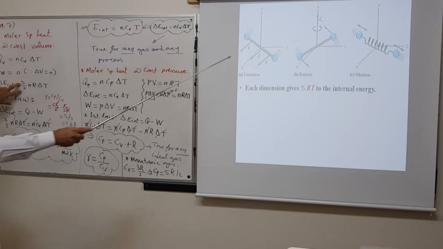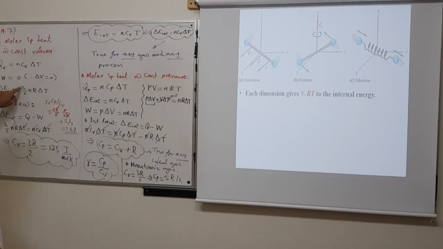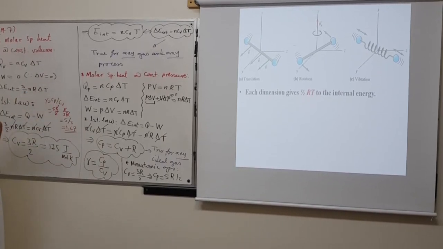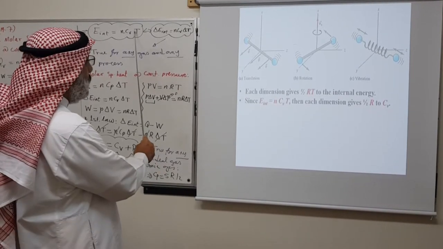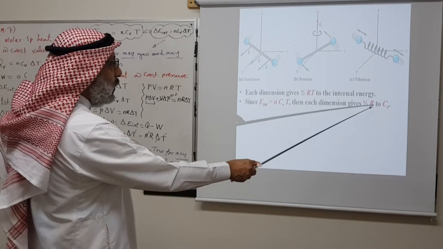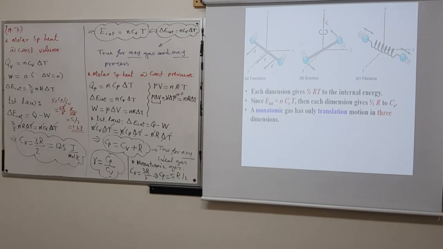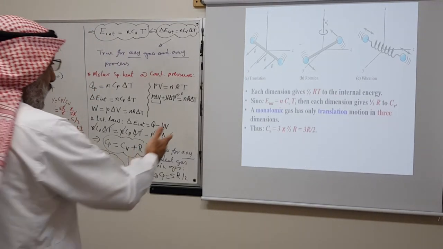A molecule, when it translates, will translate in three dimensions. So three dimensions times 1/2 RT will give us the equation that we have here. This is for translational motion. Since E internal is NCVT, that's what we have here, then each dimension gives us 1/2 R to CV. A monoatomic gas has only translational motion in three dimensions, so this is its molar specific heat at constant volume. The three comes from the three dimensions in which the particle can translate. So that's what we have.